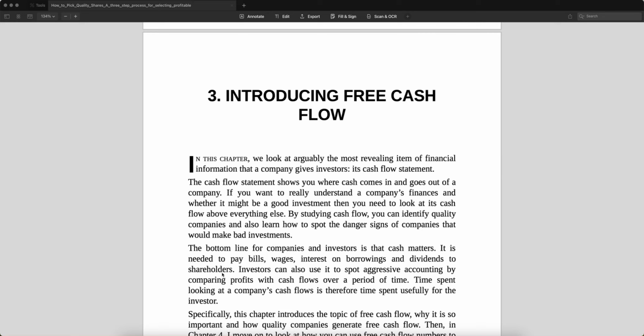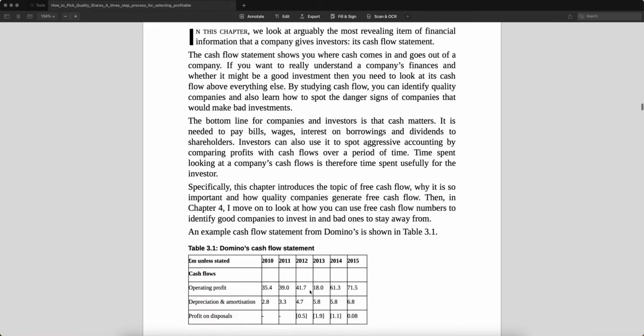So here in chapter 3 he is introducing us to cash flows and free cash flows. Basically what cash flows are, what free cash flows are. So he says the bottom line of companies and investors is that cash matters. They need to pay the bills, wages, interest, borrowings, dividends to the shareholders. Investors can also use it to spot aggressive accounting by companies, by comparing profits with cash flows over a period of time. Time spent looking at the company's cash flows is therefore spent usefully for an investor.